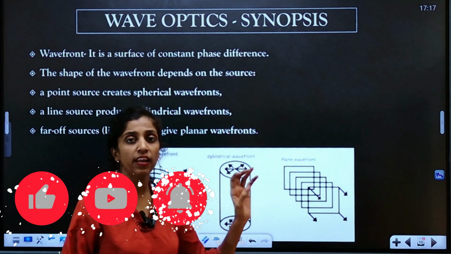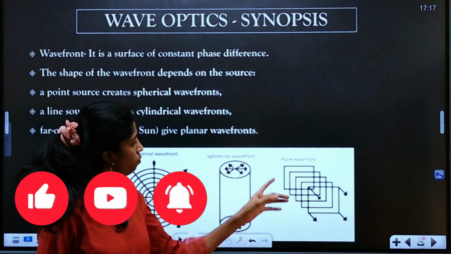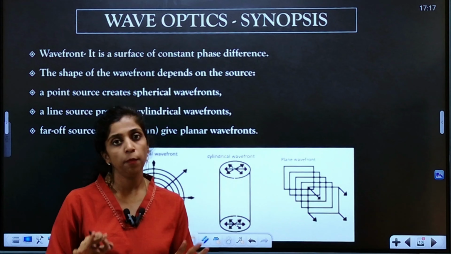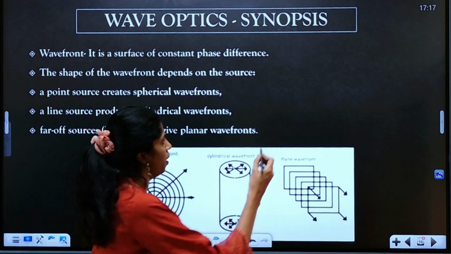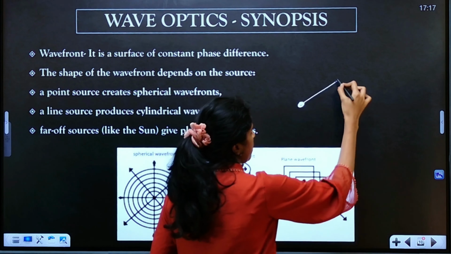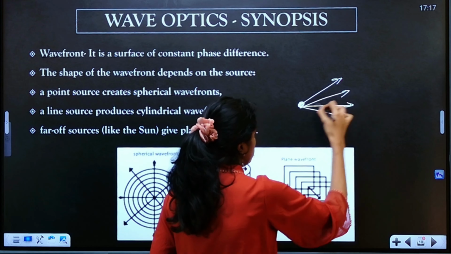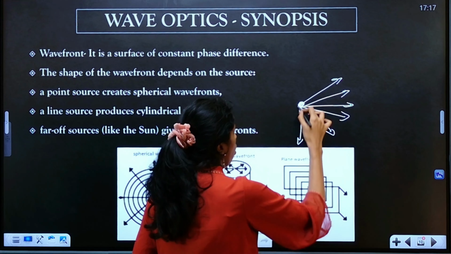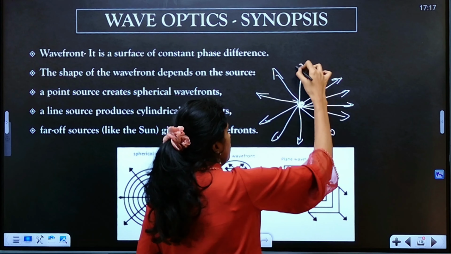And if the light is coming from very far, that means we take parallel rays, right? So at that time, the shape of the wavefront is a planar wavefront. Okay, so one example I'll give you. For example, I'll just take a point source. First draw the rays of light. We know that light is produced in all directions. I'm drawing the rays of light over here.